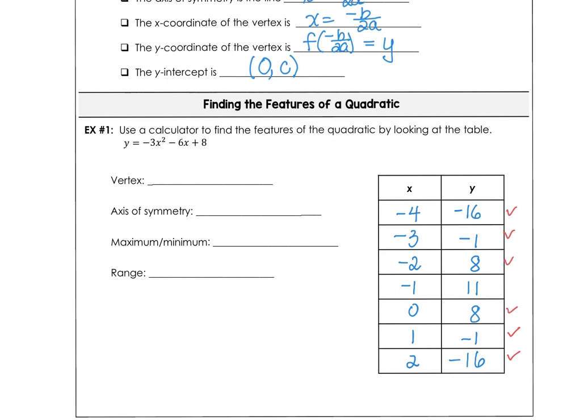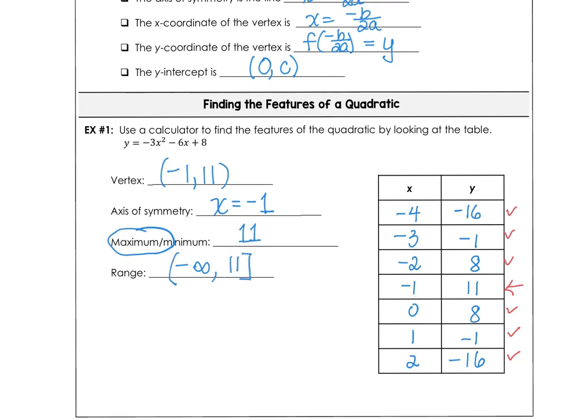So what do we know about this middle value? That's going to be our vertex, -1, 11. And we know that x equals -1 is the axis of symmetry. And the parabola opens downward, so we have a maximum value at 11. And we know that the range goes from -infinity up to +11.